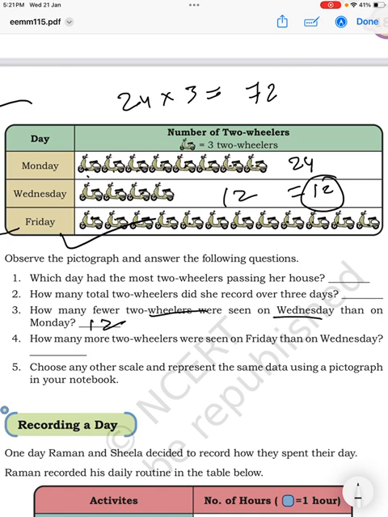Question number 4, how many more two-wheelers were seen on Friday than on Wednesday? So for Friday you will count the total. Total is 12 pictures. So 12 threes are 36 and here it is 12. So 36 minus 12 will be 24. So the answer will be 24.